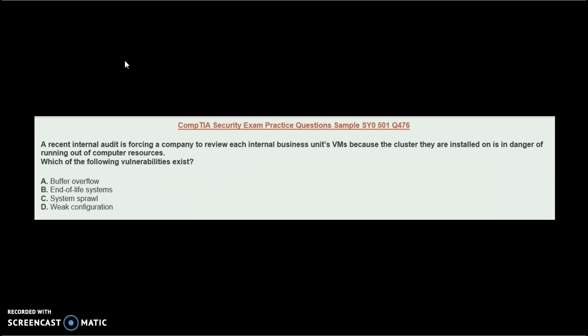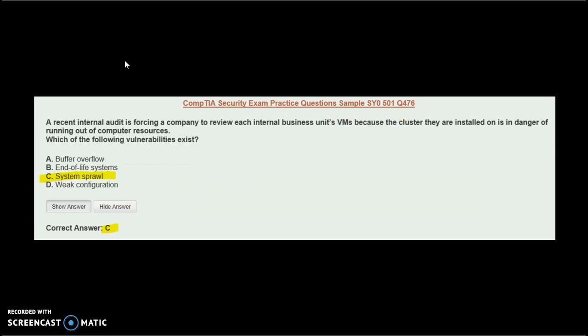A recent internal audit is forcing a company to review each internal business unit's VMs, virtual machines, because the cluster they are installed on is in danger of running out of compute resources. Which of the following vulnerabilities exists? That's system sprawl.